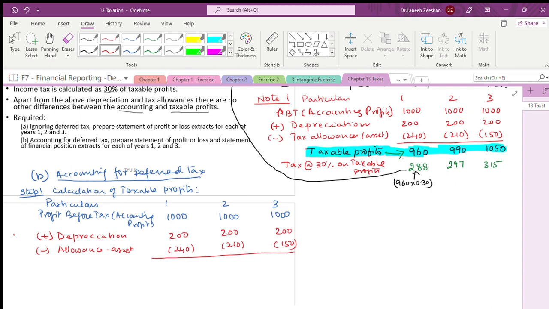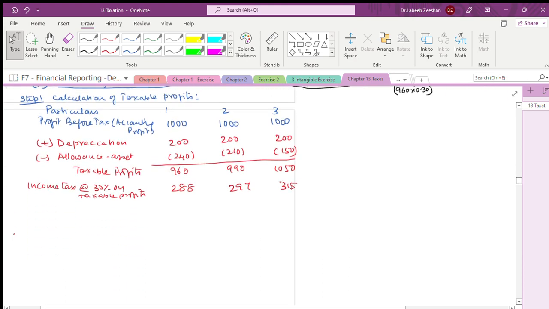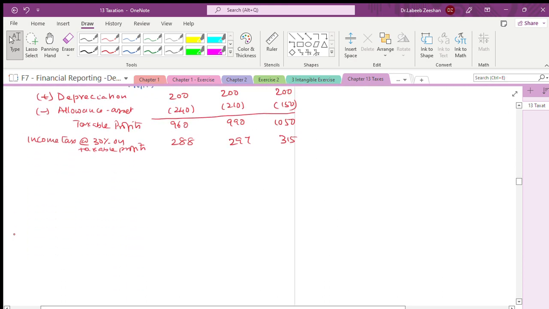Well, now how much is that? We should not do this, but fine, we are doing it again. It is 960, 990 and 1050. Okay. Now the taxes, income tax at the rate of 30% on taxable profits. How much is there? 288, 297 and 315. Fine.